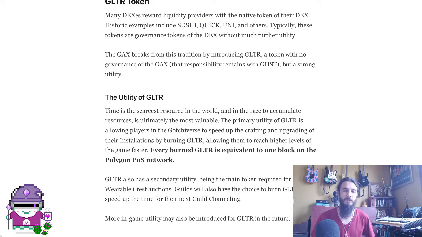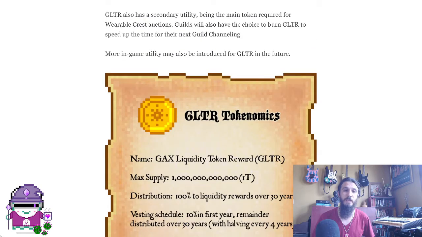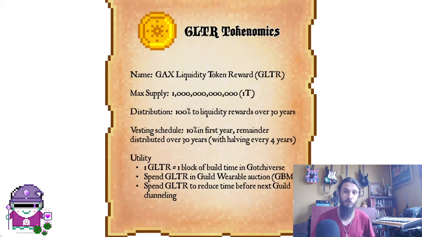One Glitter is equivalent to one block on the POS network. What that means is that you will be able to use Glitter to build your structures faster, like your altar, your lodge, your harvesters, all of these things. The other thing you'll be able to use it for is channeling more often. Instead of only being able to channel with your guild once a week, you might be able to channel more often than that by spending Glitter to speed up times between channeling.